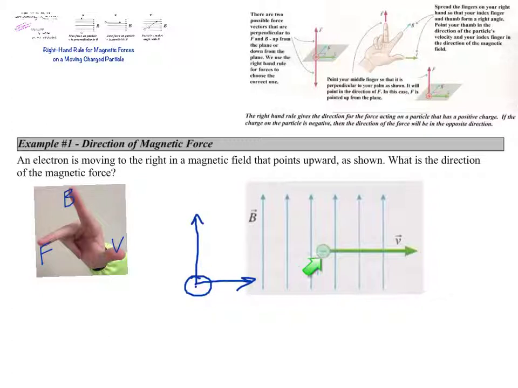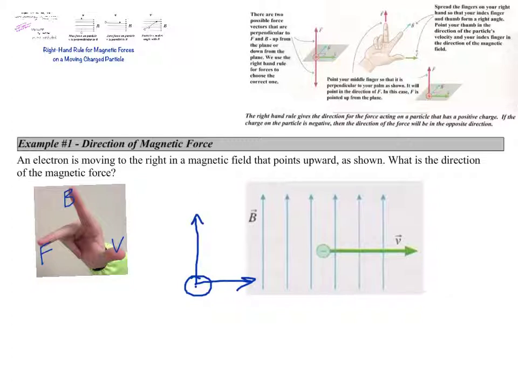But it's an electron. The thing is, when the charged particle we're dealing with is an electron, the force will be pointing in the opposite direction of the right-hand rule. So while the right-hand rule in this case tells us that the force would be pointing up out of the page straight toward us, because it's an electron, it's pointing to the back of the page, going away from us.